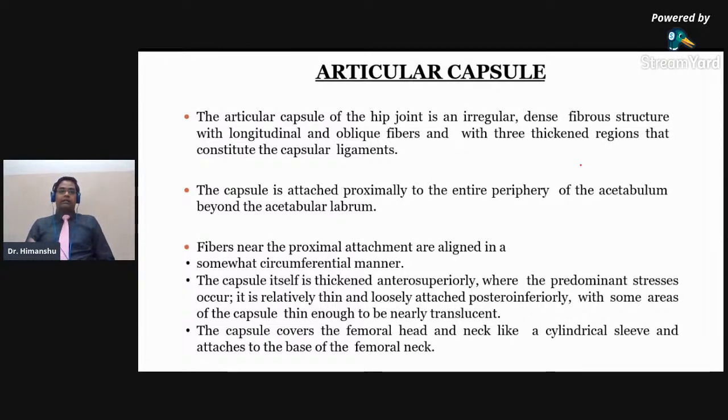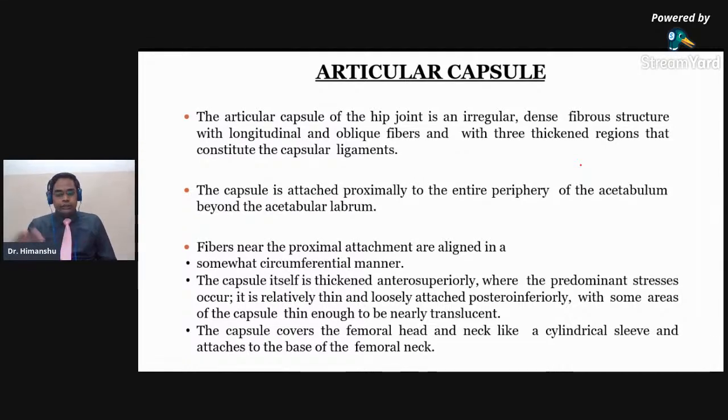Okay, so the articular capsule of the joint is an irregular dense fibrous structure with long and oblique fibers and with three thickened regions that constitute three capsular ligaments. Okay, so you have a longitudinal capsular ligament also, you have circular capsular ligaments also.